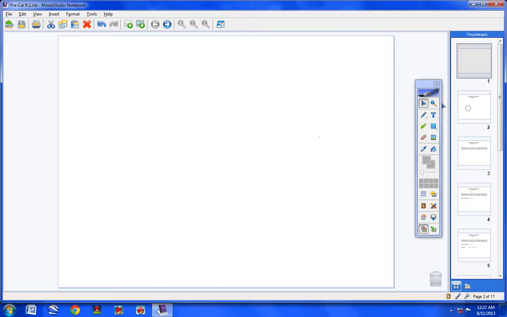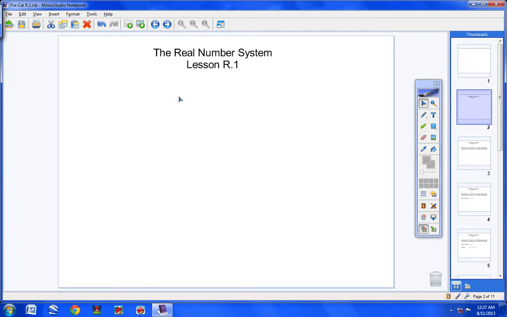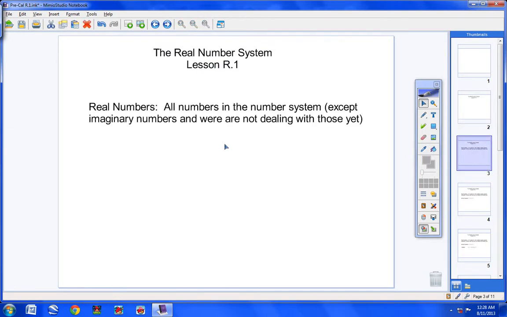So let's go ahead and get started. Please copy this in your notes. We're going to look today at the real number system, and it's lesson R.1. If you'll look in your books, you'll see there is a review chapter, and so the R stands for review and the 1 stands for the first section. So lesson R.1. Now, it's really important that we know the correct definitions of our number system. That is really, really important, okay?